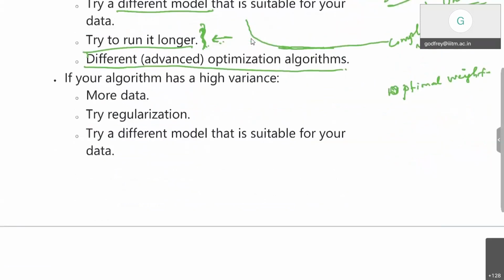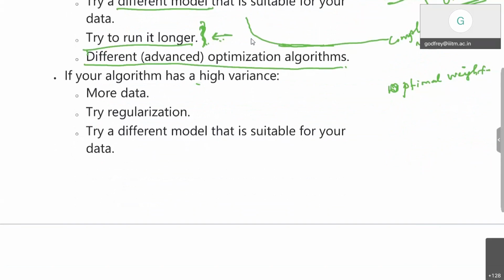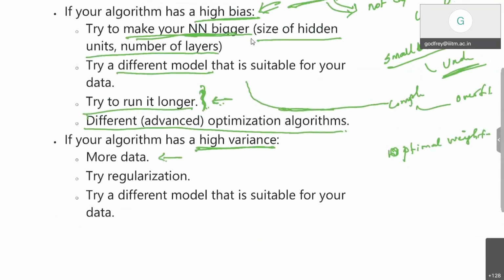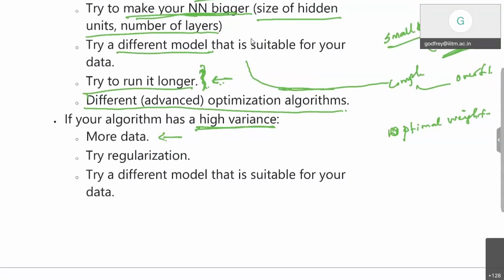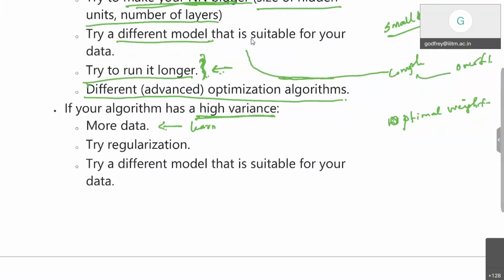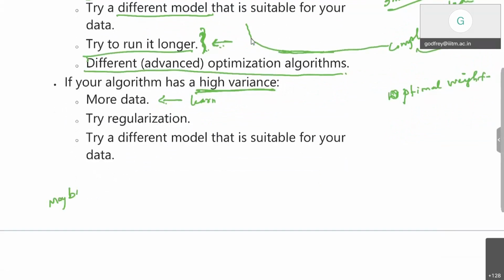So if your algorithm has a high variance, then there are certain possibilities. One is that you can try more data, to make your system learn well. So learn more. That is one possibility. Your algorithm may be suffering from high variance due to less data. This could be a possibility.